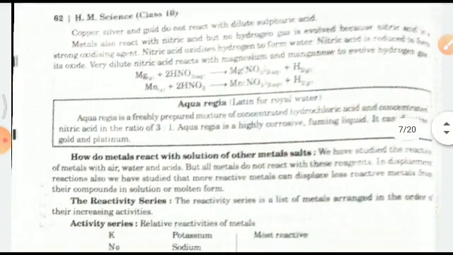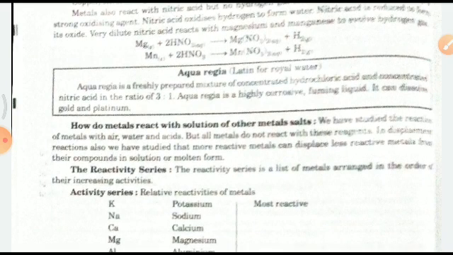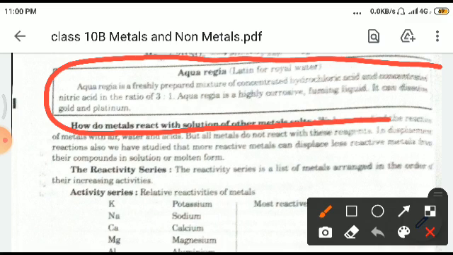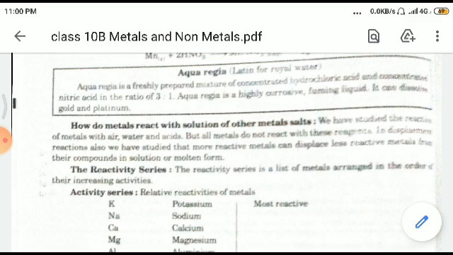Okay, now a very important compound is here, which is called aqua regia. Aqua regia is the freshly prepared mixture of concentrated HCl and concentrated nitric acid, with 3 parts concentrated HCl and 1 part concentrated nitric acid, right? How do metals react with solutions of other metal salts, right?